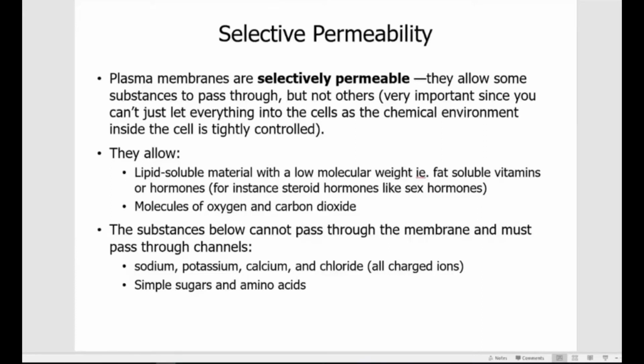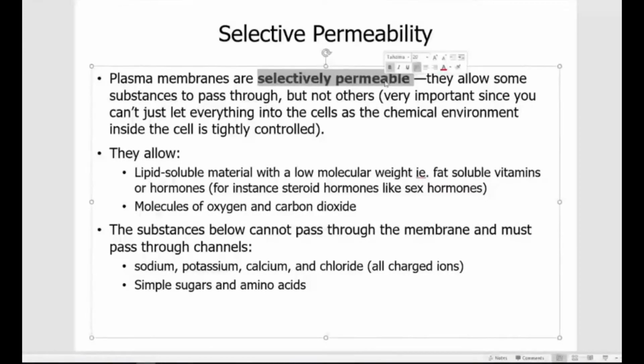The second part of this module is going to focus on one of the functions, which is the regulation of substances in and out of the cell. So the plasma membranes are selectively permeable. Okay, what does this mean? They allow certain things to pass through, but not others. Okay, so think about that.